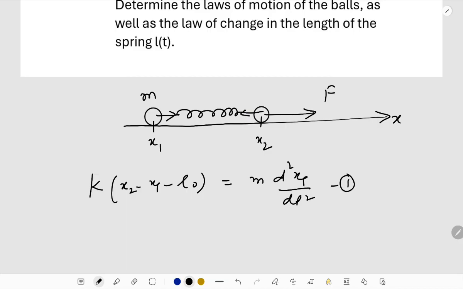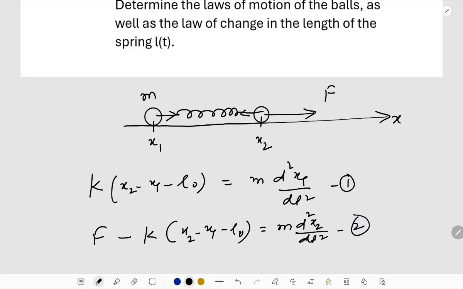And then I'm going to write the equation of motion of the right block. You can see force F is acting along the positive x-axis, and the spring force in the opposite direction, and this will be equal to m d2x2 by dt square, with the spring force x2 minus x1 minus L naught, and we gave it equation number 2. x1 and x2 are nothing but the coordinates of the front and rear balls.